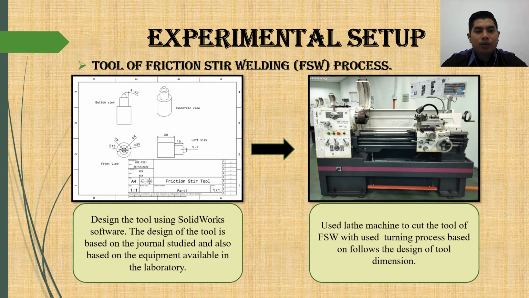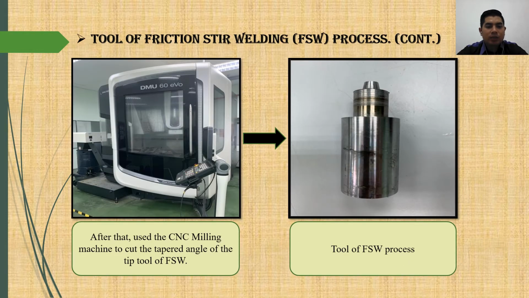Experimental setup for running the friction stir welding process. Firstly, we fabricate the tool of friction stir welding process. To fabricate the friction stir welding process tool, firstly we design the tool using SolidWorks software. The design of the tool is based on the general study and also based on the equipment available in the laboratory. Next, use a lathe machine to cut the tool of friction stir welding process, which uses turning process based on following the design of tool dimension. Okay, after that, use the conventional milling machine to cut the taper angle of the tip of tool for friction stir welding process. Then we can get the tool of friction stir welding process.